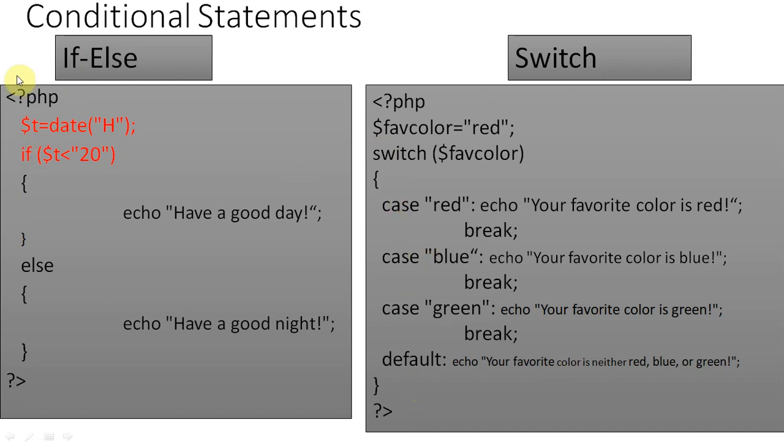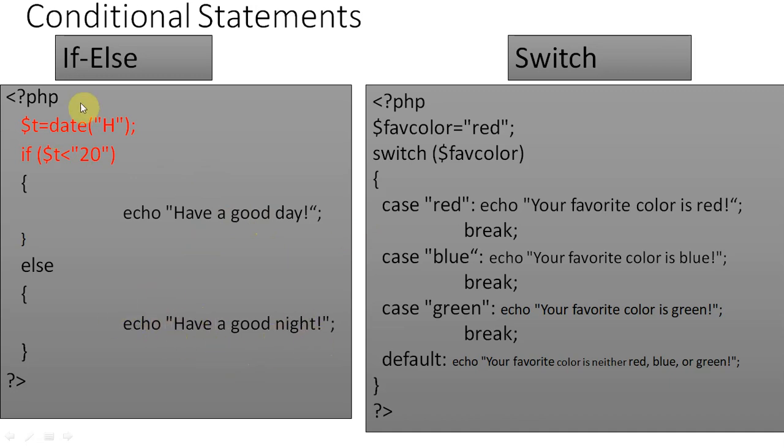You can see here we have started this PHP program with <?php, and it is closed by ?>. It is written here date hour. From date we are extracting the hour, and this hour is stored in the variable $t. We are writing if $t is less than 20. We are talking about the railway time, so if the time is less than 20, meaning less than 8 p.m., it will display the message echo have a good day. Otherwise it will display have a good night.